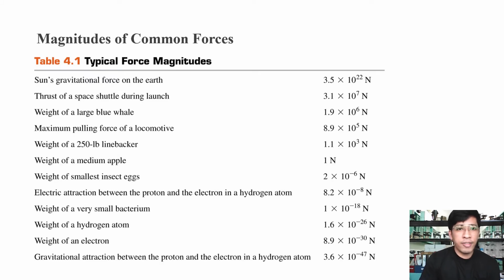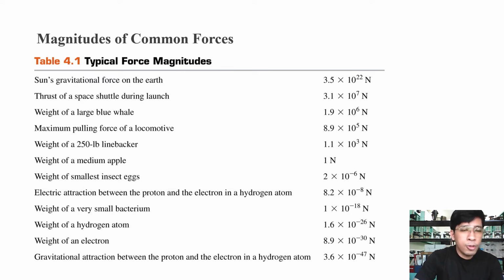These are some of the typical force magnitudes. This is just for you to know how you compare forces exerted by different objects. For example, the weight of an apple is around 1 Newton. And the weight of the smallest insect eggs is 2 times 10 to the negative 6 Newton. So that's a very, very small weight.